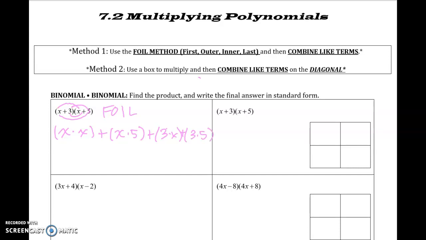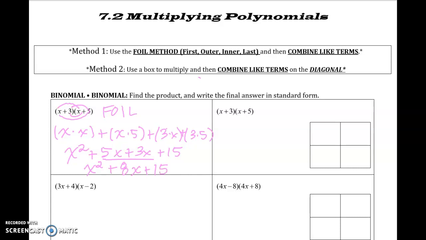Okay, so let's just clean this up. Simplifying inside of these parentheses here, x times x, remember, is x squared, not 2x. You're multiplying here. And then x times 5, we write that as 5x. 3 times x is 3x, and 3 times 5 is 15. So at this point, our final step is just to combine these like terms. So our final answer is x squared plus 8x plus 15.